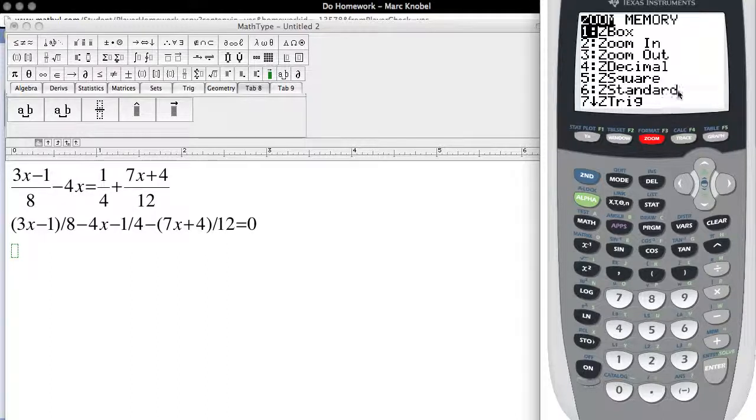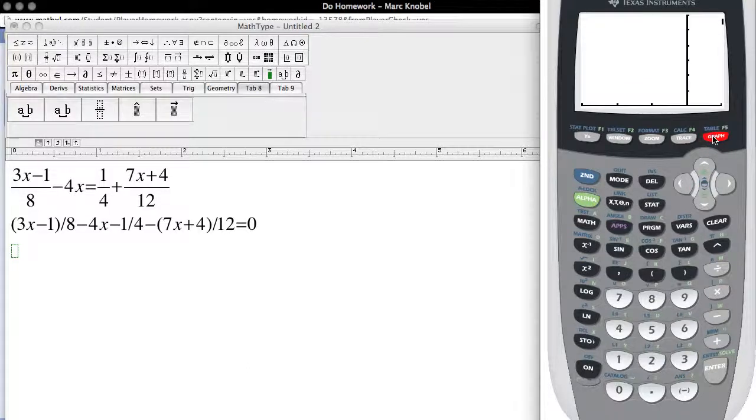These are built-in windows, so I don't have to go to the window button over here and then specify the x min and max values for my graphing calculator window. So I'm going to use my down arrow to highlight zoom decimal and see what I get. And if I don't like this, I can always adjust my window. Then I'm going to press graph, and the line on the left should graph.